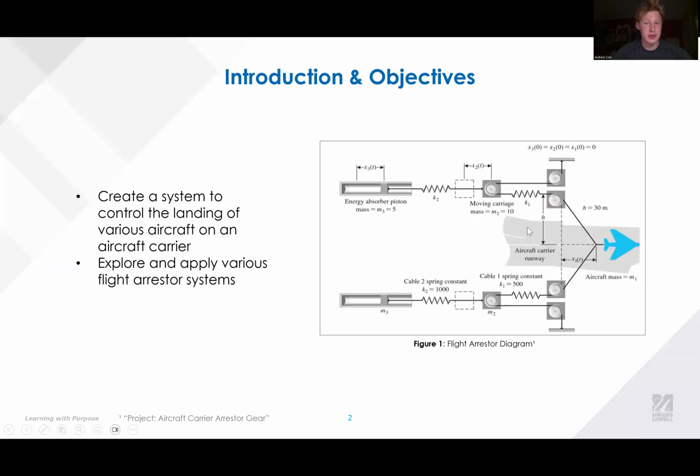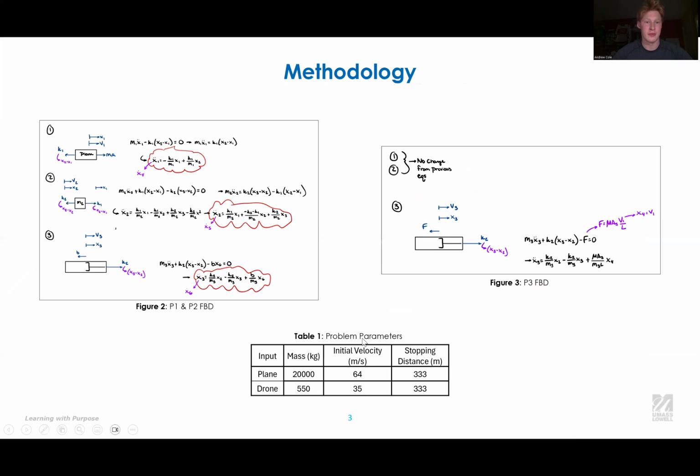So, intro and objectives. For this project, we are presented with a block diagram representing a flight arrestor system, which uses a pair of mass spring damper systems to assist in bringing an aircraft to rest when landing on an aircraft carrier. Along with the mass spring damper, an AAG system was also explored, which uses two rotating drums set a distance apart with fluid between the two drums, and they spin and provide a force that helps bring an aircraft to rest.